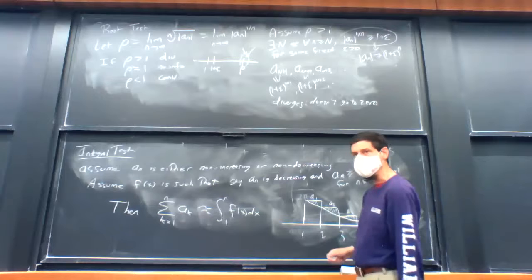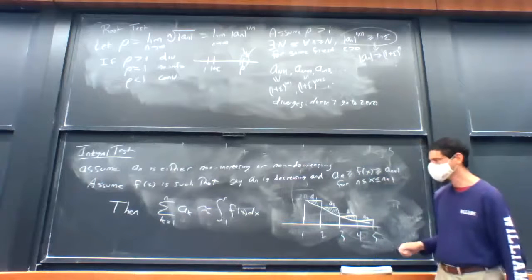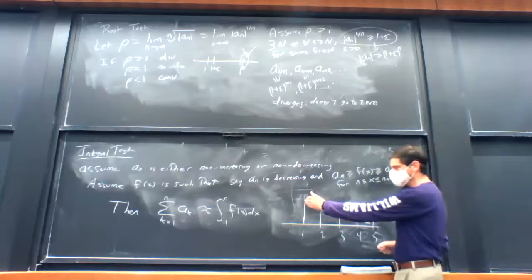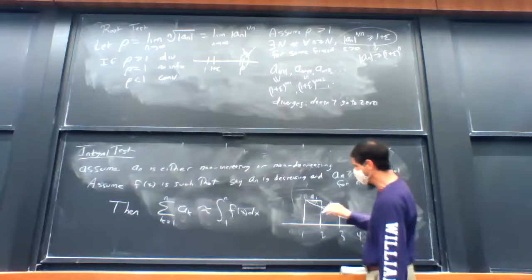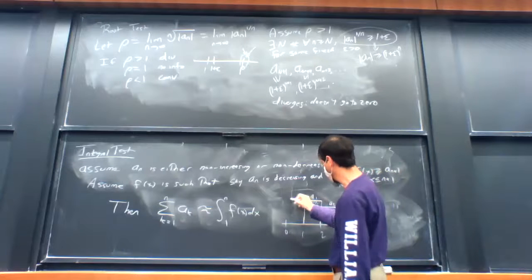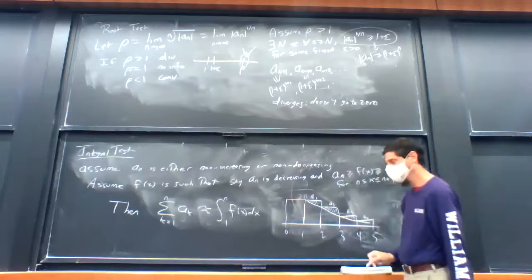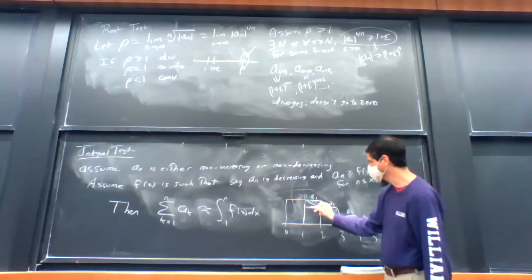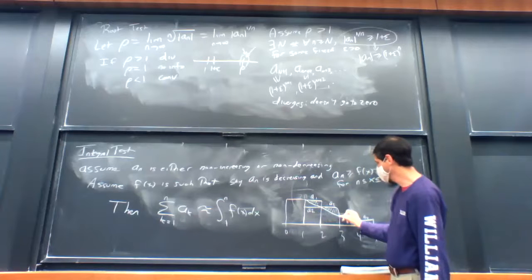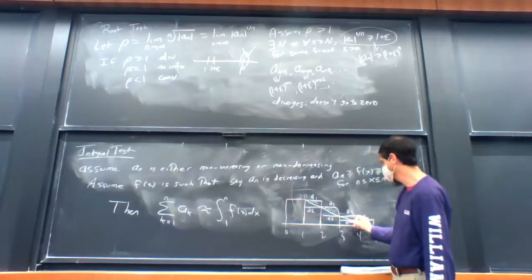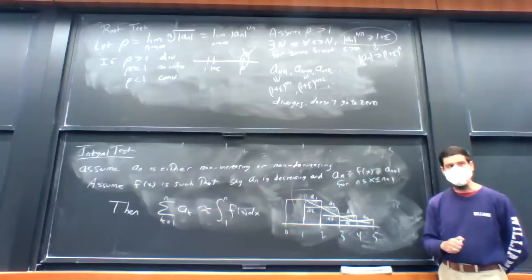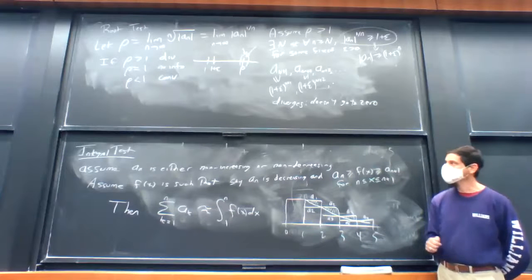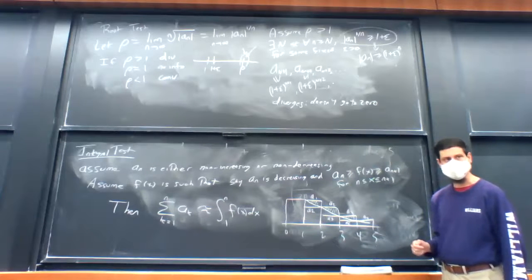Now, if we wanted an upper bound, what we would do is rather than having the first box going to the right, I would have the first box going to the left, like this. And then I would have the second box go like this for a_2, and then like this for a_3, and this as a_4. And now if we do that, the integral is going to be a little bit larger.